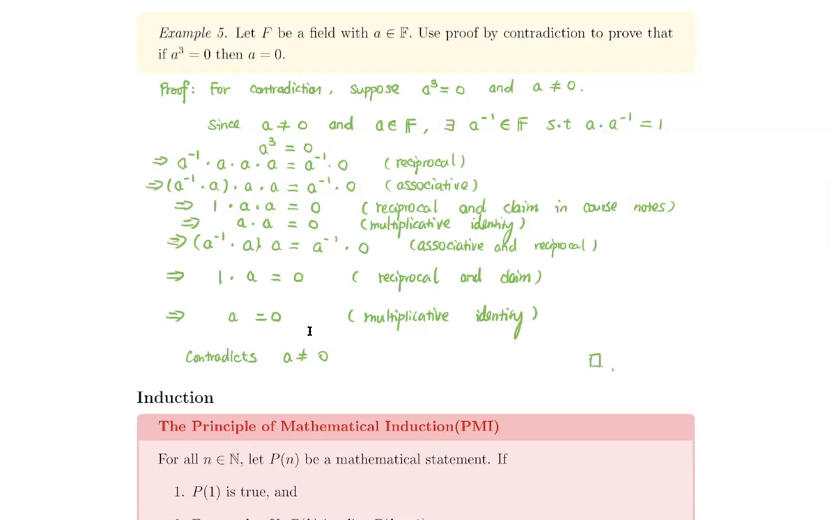Do we have to prove a cube equals a times a times a? You don't need to. That's the definition of a cube. Also, reciprocal is the same as multiplicative inverse, right? Yes, that's another name for multiplicative inverse.